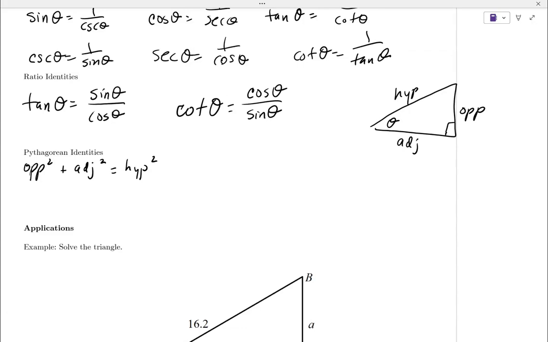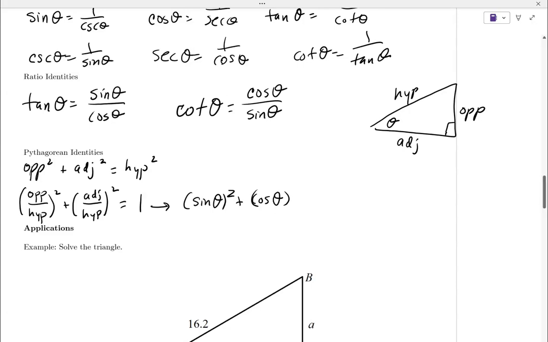Okay. Divide everything by the hypotenuse squared. I end up with a fraction that looks like opposite over hypotenuse squared plus adjacent over hypotenuse squared equals 1. Right? If I divide both sides by hypotenuse squared. You agree with that? Got a better name for opposite over hypotenuse? Sine. Got a better name for adjacent over hypotenuse? Cosine, yeah. So this becomes sine of theta squared plus cosine of theta squared equals 1.